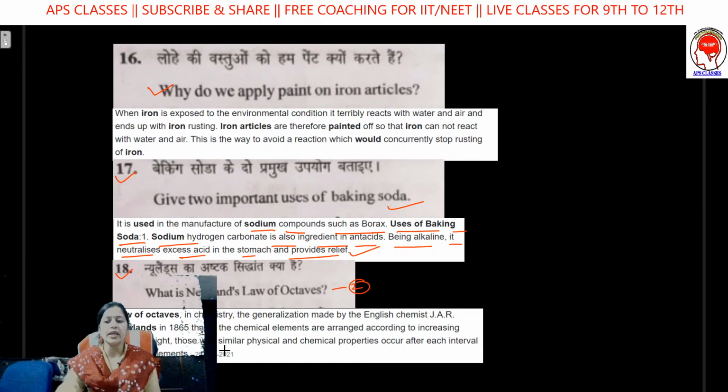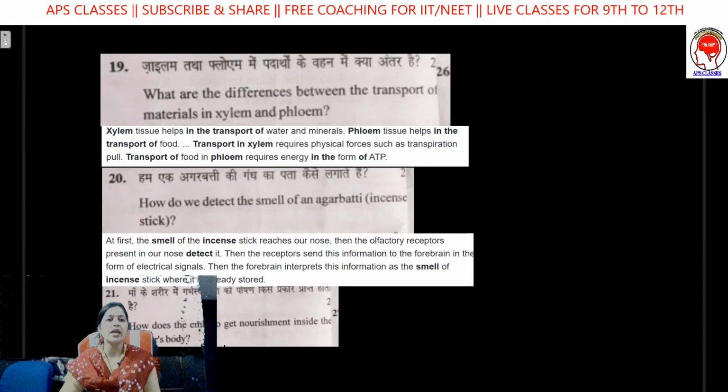Next is your question number 19, and your question number 19 is, what are the differences between the transport of materials in the xylem and the phloem? And this question again carries 2 marks. So xylem and phloem are the 2 major important ways for the transportation of material in the plants.